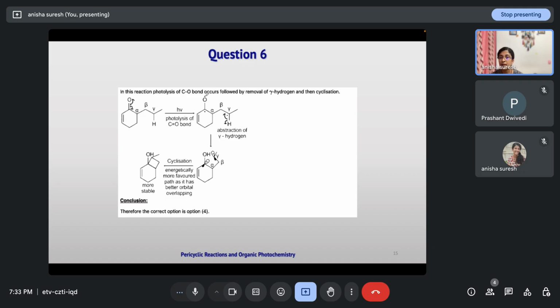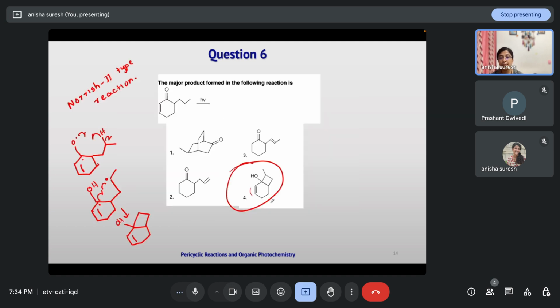This oxygen will be abstracting this gamma hydrogen. The oxygen radical will be abstracting the gamma hydrogen. So the right option is option number 4, that is the 6-membered ring fused with a 4-membered ring. Is this clear?